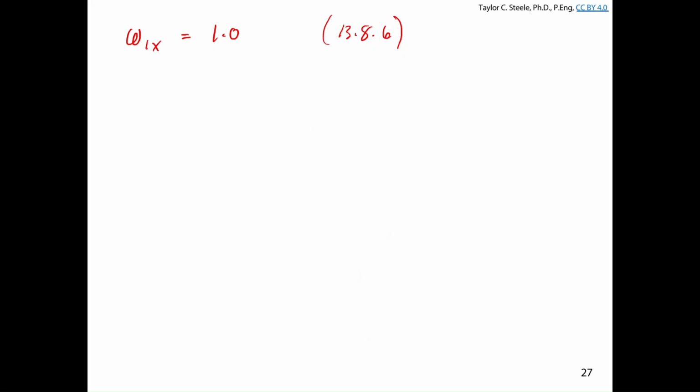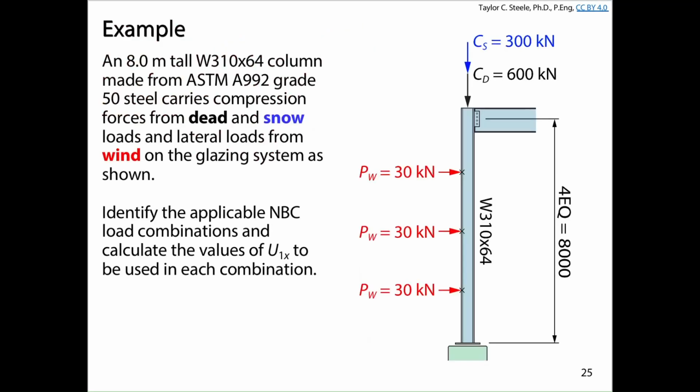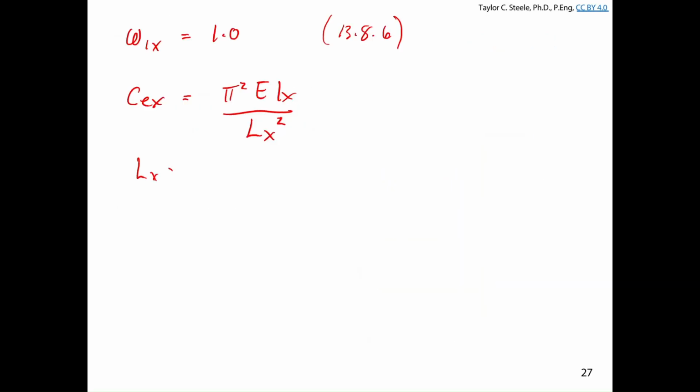To calculate U1x, we need CEX, right? That's pi squared EIX over LX squared. This column, because of the presence of the girts, is laterally braced at the locations of the point loads, but it's not braced against compressive buckling about the strong axis. Okay, so this column could buckle this way, and so Lx for us here is equal to L, which is the 8,000 millimeters. So Lx is 8,000 millimeters.